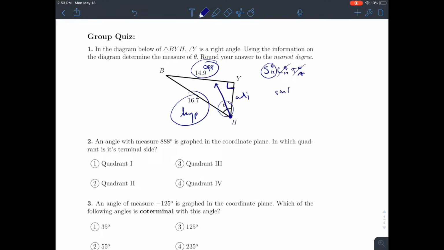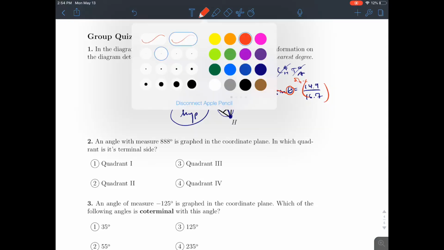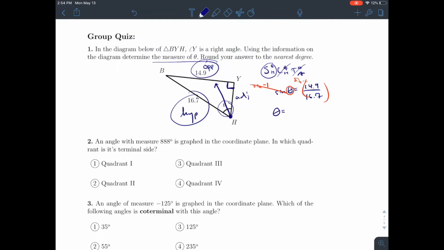So sine of theta is equal to 14.9 divided by 16.7. The goal of this problem is to find the measure of theta. So what can we do to both sides so that we get theta alone? Well, we need to get rid of sine, right? So we'll do the inverse function, sine inverse, to both sides. When we do this, we get theta equals the sine inverse of 14.9 divided by 16.7.